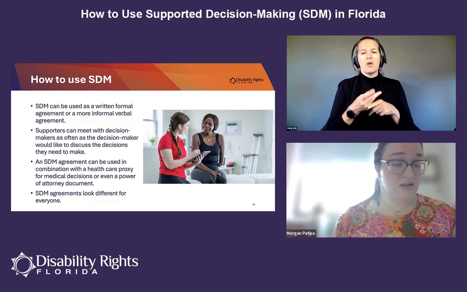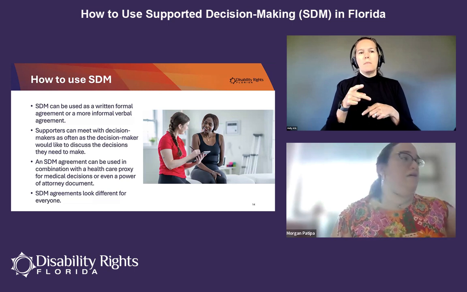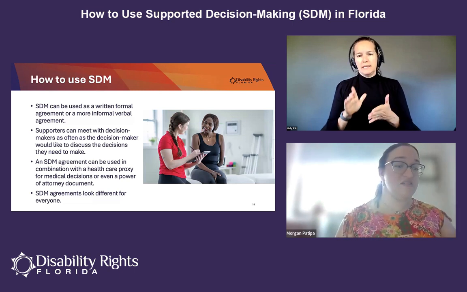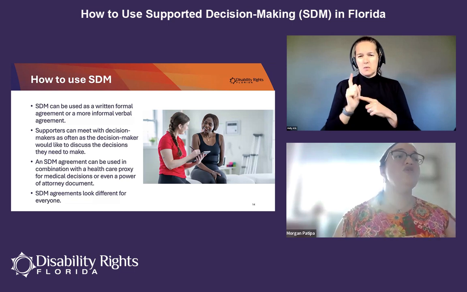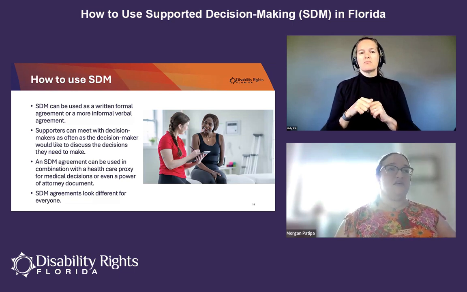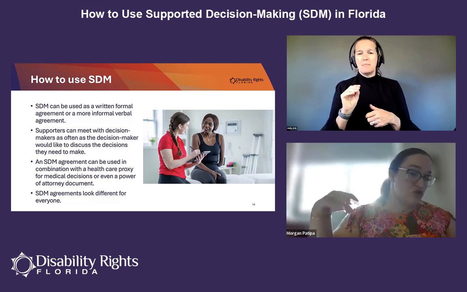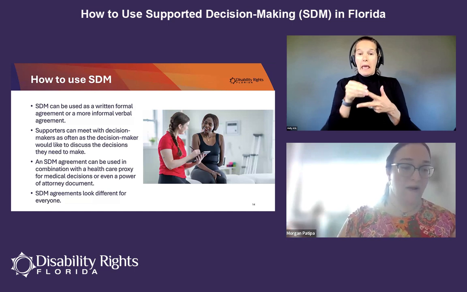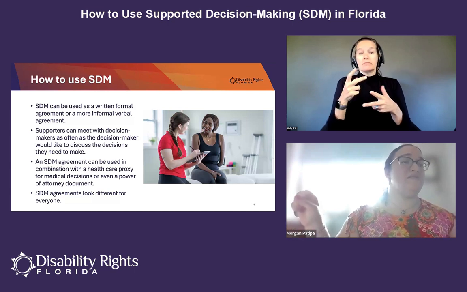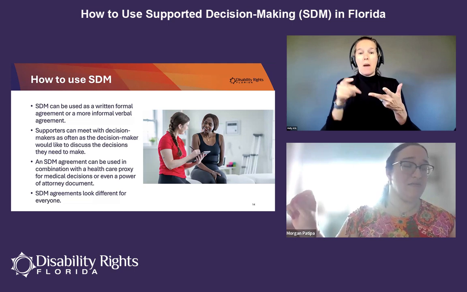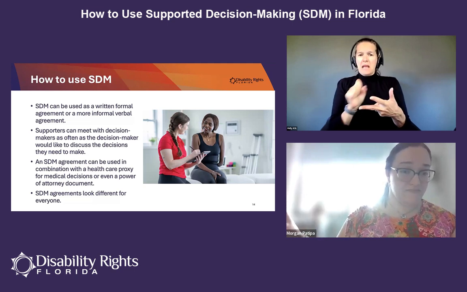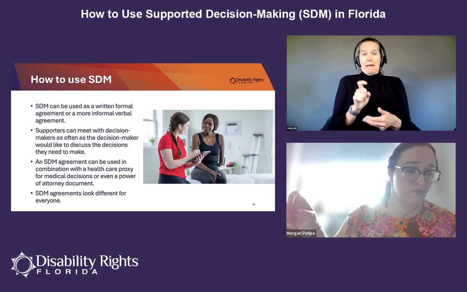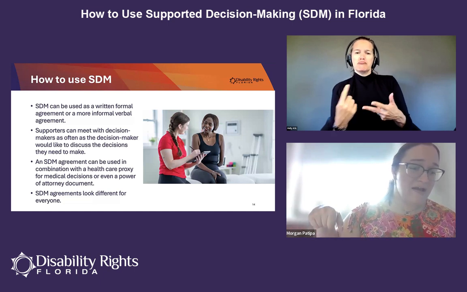So an SDM agreement can be used in combination with a healthcare proxy for medical decisions or even a power of attorney document. And I'm going to pause here for just a second. So the way I like to think of these SDM agreements is sort of a package, right? So we can add the healthcare surrogate document or a power of attorney to the SDM agreement. It doesn't just have to be the SDM agreement alone that you use, right?